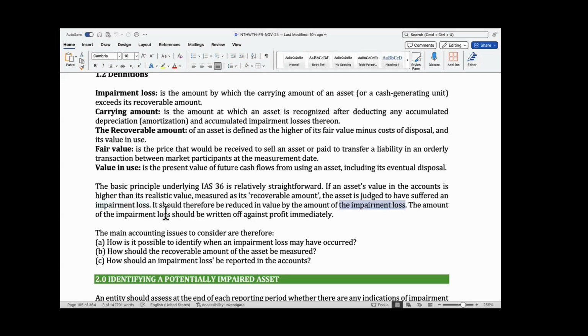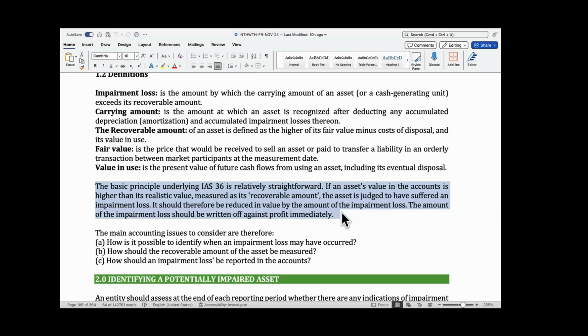The amount of impairment loss should be written off to P&L immediately. That is all. Everything they have in this paragraph, I've summarized everything we want to learn here today. If the value of an asset in the account is higher than how much you can recover, which is the realistic value, how much you can recover is either from selling or from using.